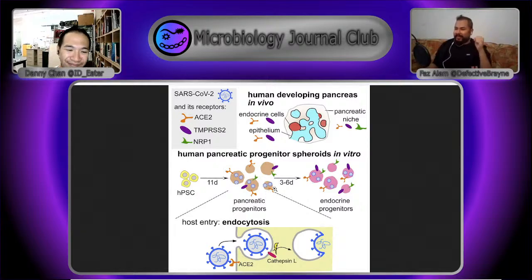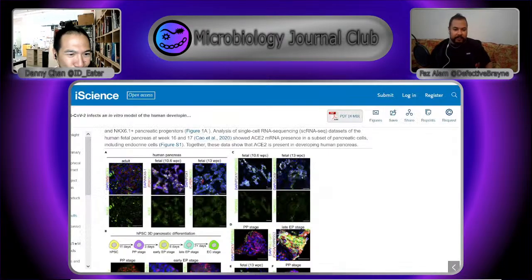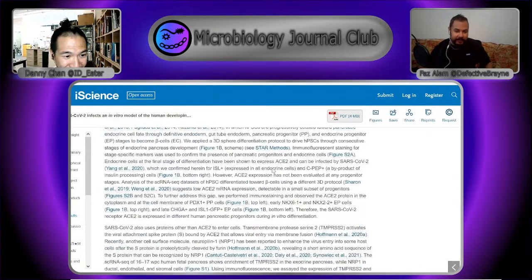Neuropilin. Mm-hmm. So I found it quite interesting that it didn't work in this model. And also the clarification of how the endocytosis pathway might be more important here, even though these cells do express the ACE2 receptors. So that's that final entry in this graphical summary that we're showing. But if we go down, there is one figure that I wanted to point people to, which is one of the last figures, really. Figure 4.